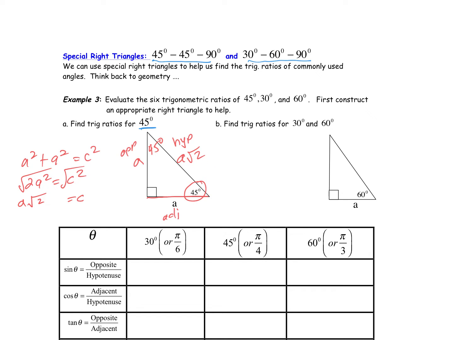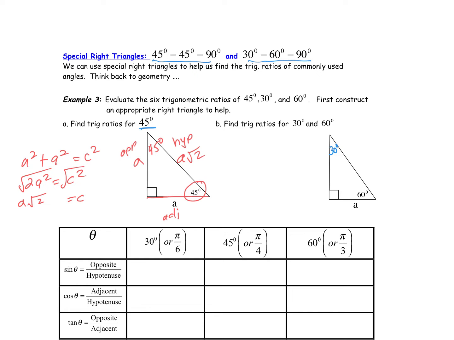Now we're going to go over and look at a 30, 60, 90-degree right triangle. So here we've labeled the 60-degree angle. That means that the missing acute angle is the complement of 60 degrees, so that will be 30 degrees. And now we know that we're given the side opposite the 30-degree angle, which we're told is A.